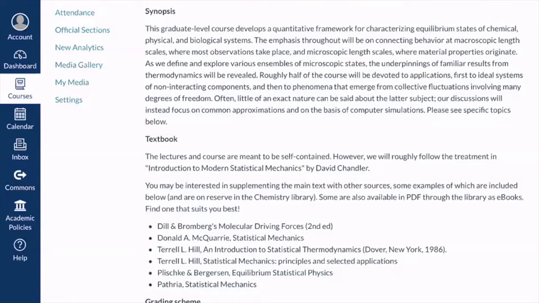I won't assign problem sets out of a book, but should you want to follow along in a textbook, what I would suggest using is the Introduction to Modern Statistical Mechanics by David Chandler. There are lots of other reasonable books that you could also read up on. They're listed here. Many of these are available virtually through the library, so you can look at them online. I'm particularly a fan of the Chandler book for the following reason.